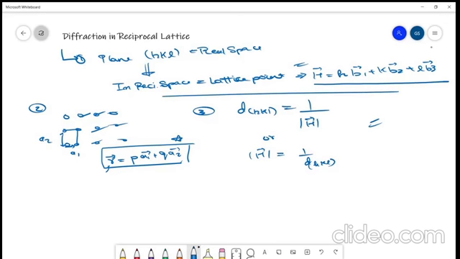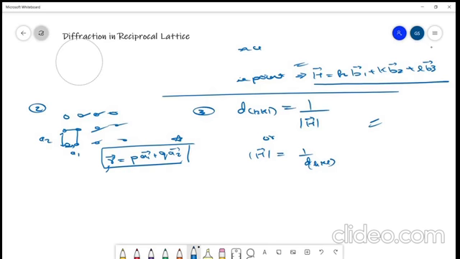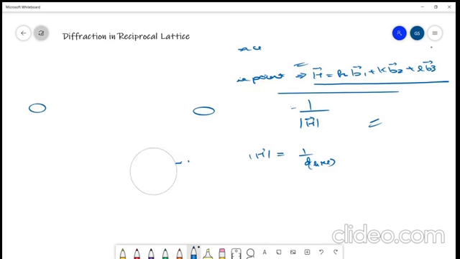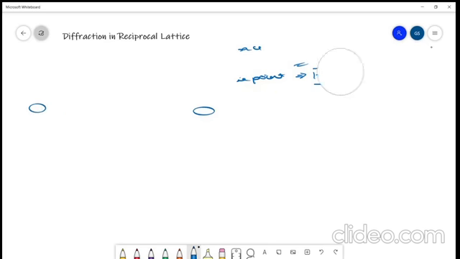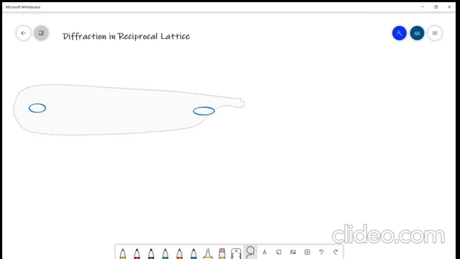Now today what we are going to study is diffraction. We are going to study how diffraction can be shown in a reciprocal lattice, and how it is easier to understand there compared to real space. These are the two things that we are going to study today.